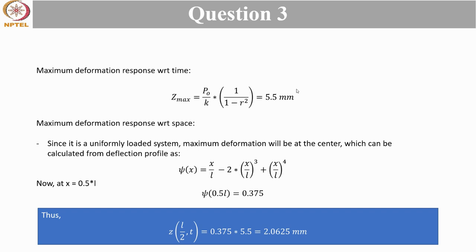Now whether this structure is safe or not, we can see from the codal provision IS 456. IS 456 says that the maximum deflection should not be more than the span upon 250. The span of the building is 2 meter, or we can say 2000 millimeter. So 2000 upon 250 comes out to be 8 millimeter. Since our deflection is less than 8 millimeter, we can say the system is safe under deflection. So this is how we will solve the question.